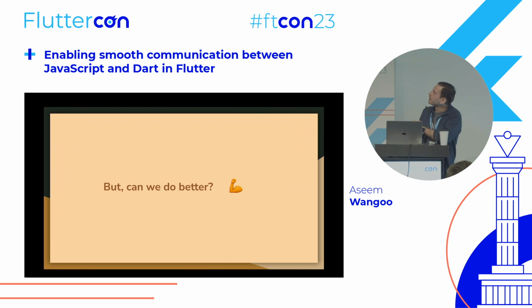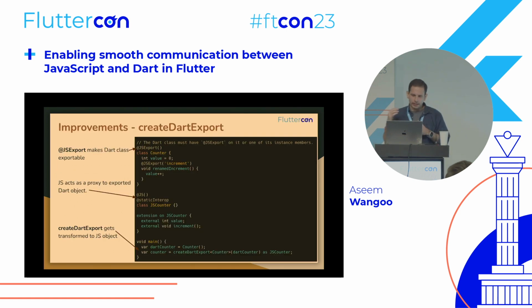So with this, can we do better? And yes, we can. There were some improvements made in this package. So the improvement which I'm showing here is the create Dart export. So you no longer need to call allow interop. We can just use this create Dart export, which transforms the JS object to Dart and the literal whatever is needed on the JavaScript side for that code base to run, or the code or the function to run.